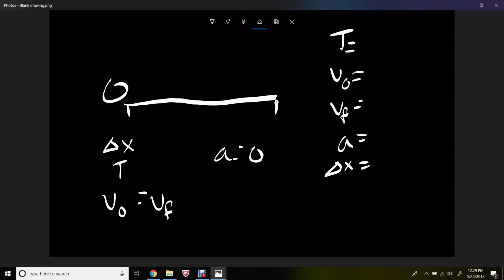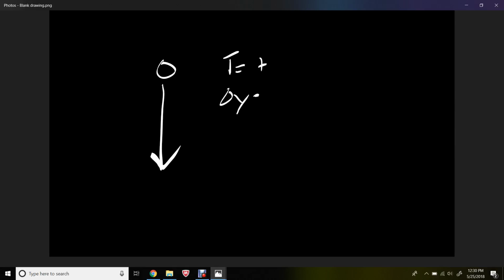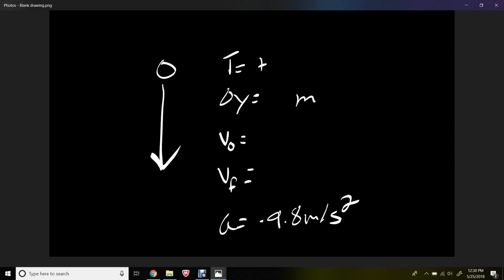Now, what about the y direction? In the y direction, say you have a ball, and now it's falling. So there is an acceleration. So you have time, as always, it's just t. You have a change in y, which equals some meters, because it's falling, the initial velocity, and the final velocity. And since there is an acceleration, on Earth that acceleration is negative 9.8 meters per second squared, these don't equal each other anymore.